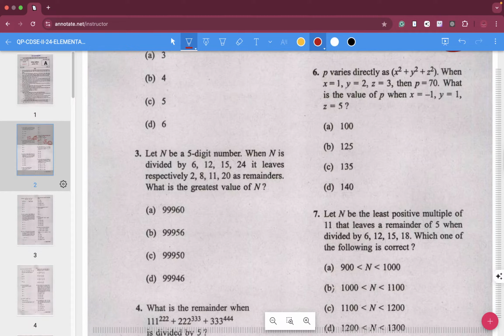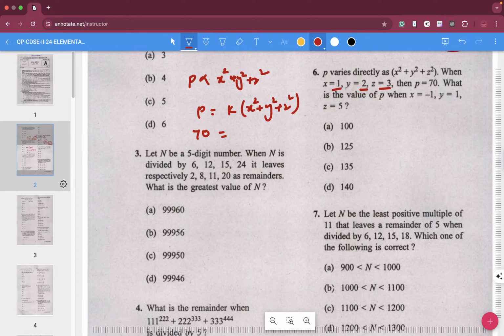Now question number 6 over here says P varies directly as x square plus y square plus z square, which means P is equal to k into x square plus y square plus z square. When x is equal to 1, y is equal to 2 and z is equal to 3, at that particular time the P value is 70. So it is k into 1 square is 1, plus 2 square is 4, 3 square is 9. 9 plus 4 plus 1 is 14, which means k is equal to how much? 5.